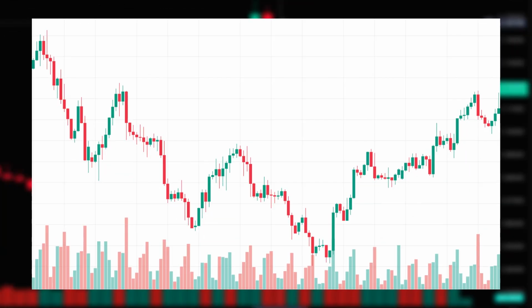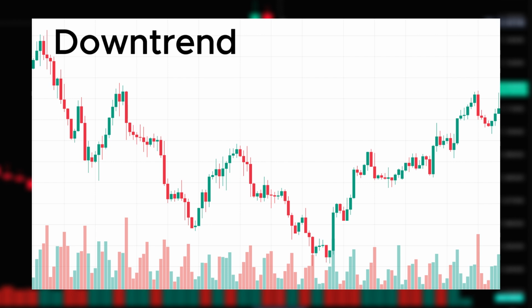In another example here, you can see that the price is in a downtrend, and when we check the volume, we can see that the volume is gradually decreasing, and this shows that the selling interest is decreasing. This situation tells us that the downtrend is losing strength and there is a possibility to have a reversal.